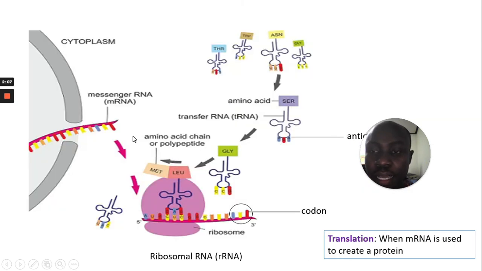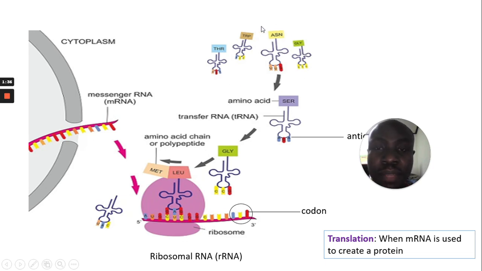So let's look at what happens to the messenger RNA when it gets to the cytoplasm. When it goes into the cytoplasm, it's going to join to a ribosome. Now, a ribosome is a type of RNA which we call ribosomal RNA or rRNA. It has a small subunit and a big subunit. The messenger RNA will go between the big and the small subunits.